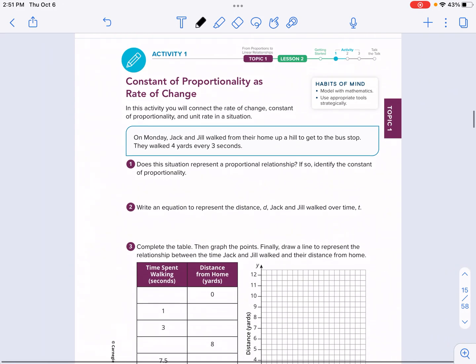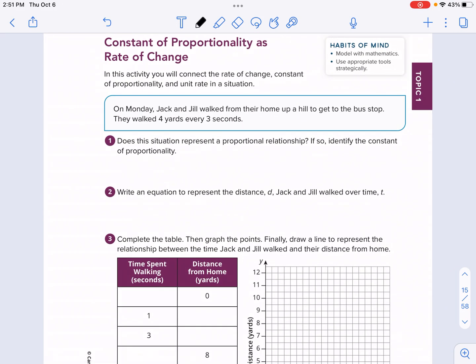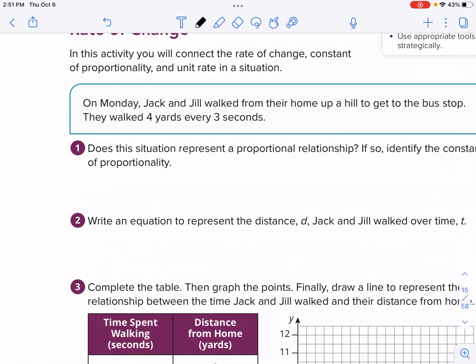Constant proportionality as rate of change. For this, we're going to be completing a table as well as graphing, so using our resources there. But let's look at the context here in the box. It says, on Monday, Jack and Jill walked from their home up a hill to get to the bus stop, and they walked at a specific rate. It was 4 yards every 3 seconds.